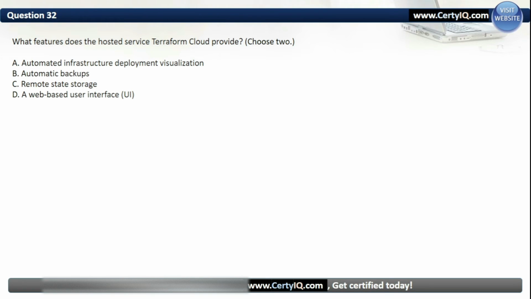Question 32. What features does the hosted service Terraform Cloud provide? Choose 2. Our options are A. Automated infrastructure deployment visualization, B. Automatic backups, C. Remote state storage, or D. A web-based user interface. The correct options are C and D, that is remote state storage and a web-based user interface.